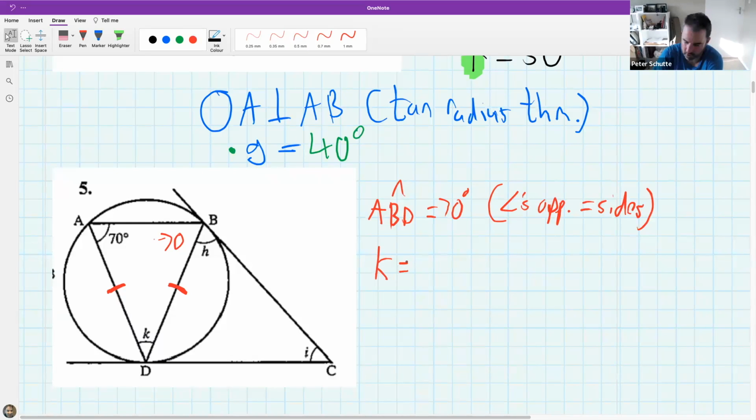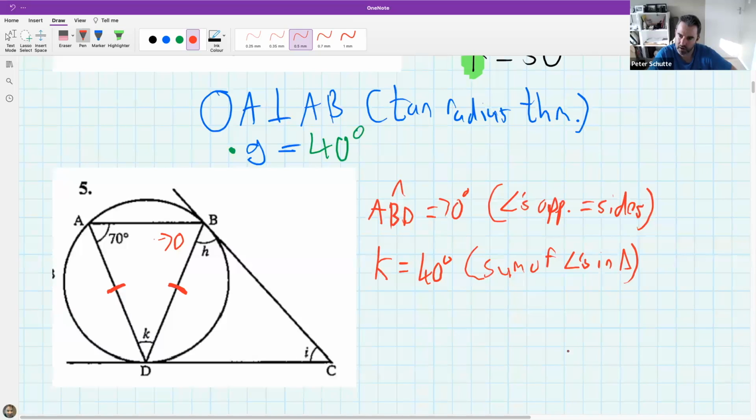And then I want to ask you what K is. I see some answers. Keep them coming in the chat. Mdudu, Orokanisa, Brooklyn, Siwa. Okay, so clearly it's 40. And the reason is it's a triangle. So we say sum of angles in a triangle. So we know that this is 70. Okay, so we've done that part.